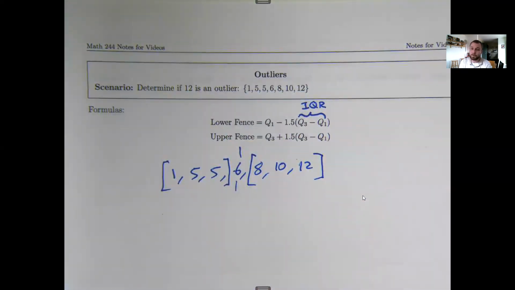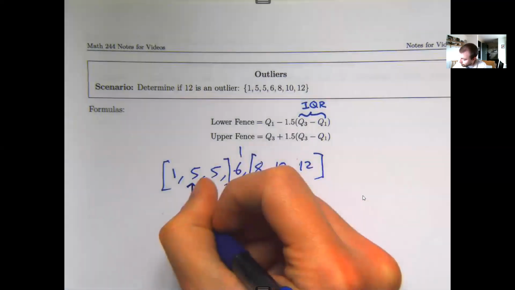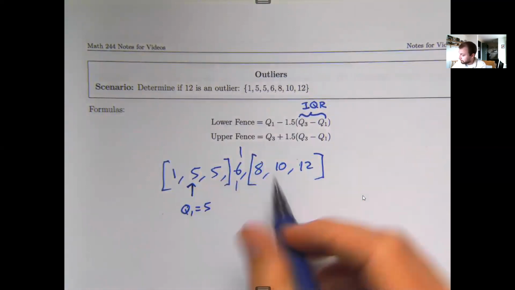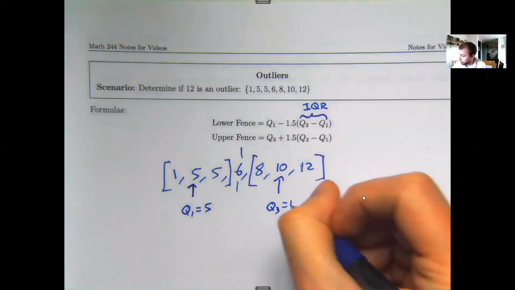The reason I'm doing this is that Q1, my first quartile mark, is the median of the lower half, and my third quartile mark, Q3, is the median of the upper half. So in the lower half, looking at the middle number, my first quartile is 5. In the upper half, the middle number, my third quartile is 10.